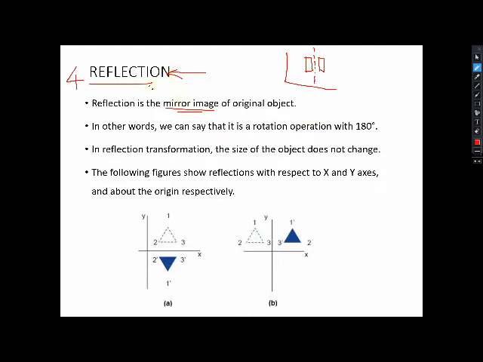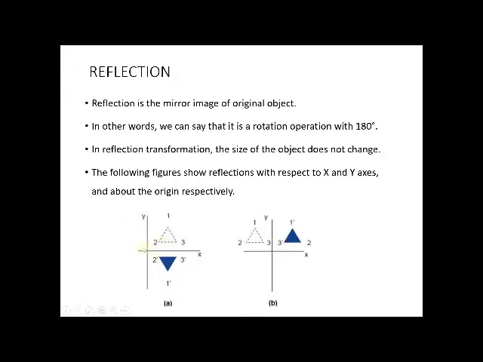Generally speaking, reflection is a rotation operation through 180 degrees. You are rotating the object through an angle of 180 degrees. The size will not change. It is the same object that comes as the mirror image. And different types of reflections can be made. Mirror images can be made.